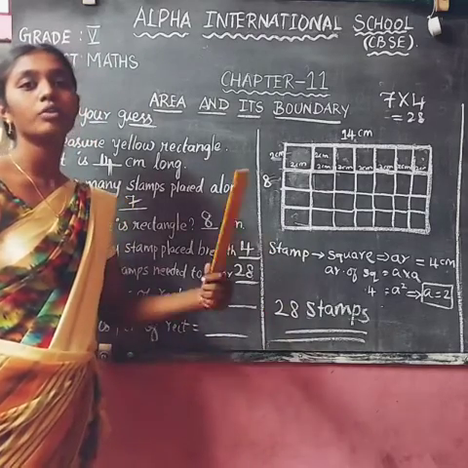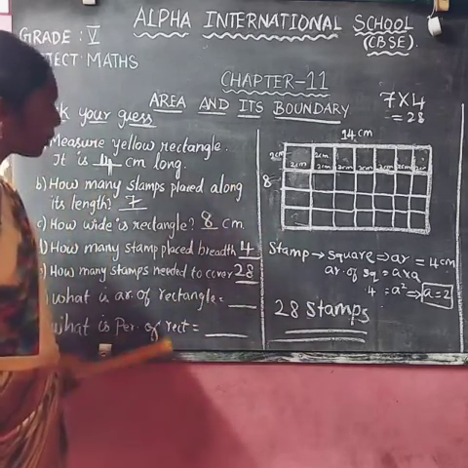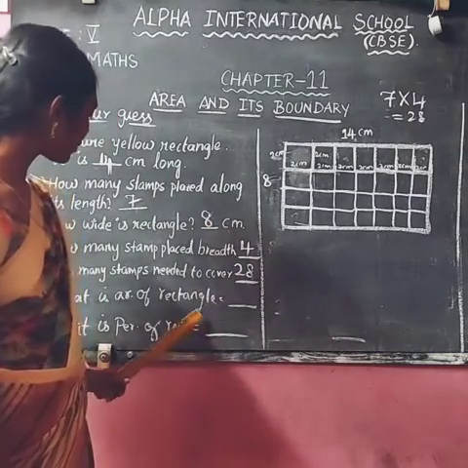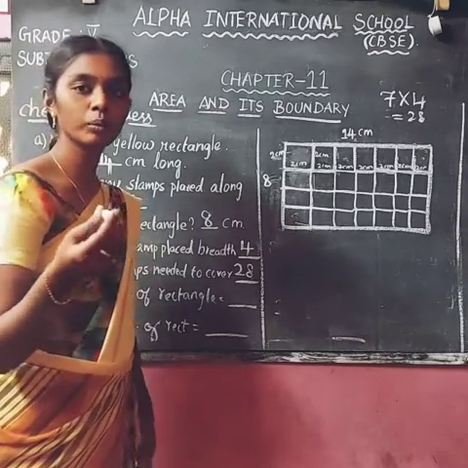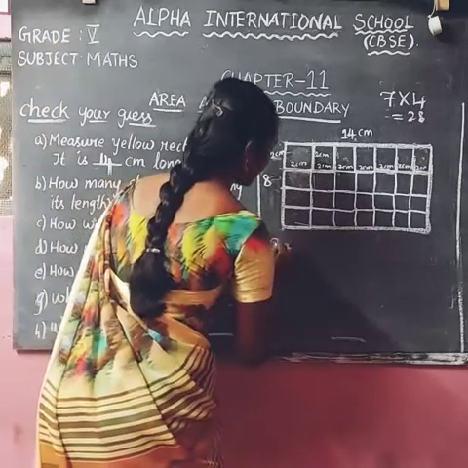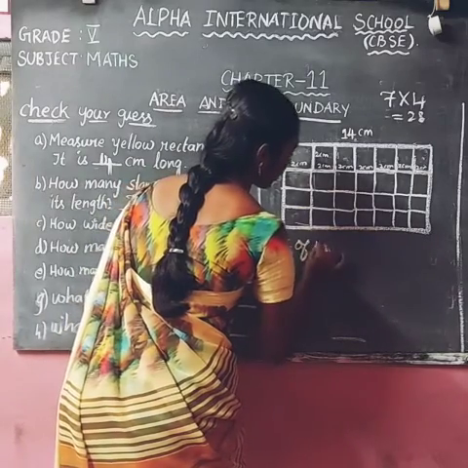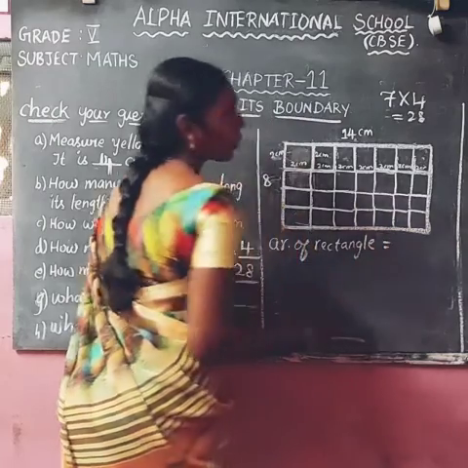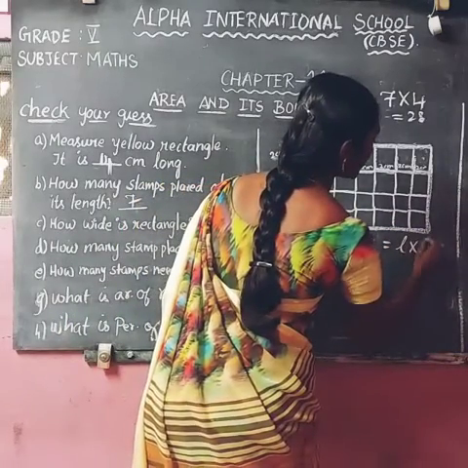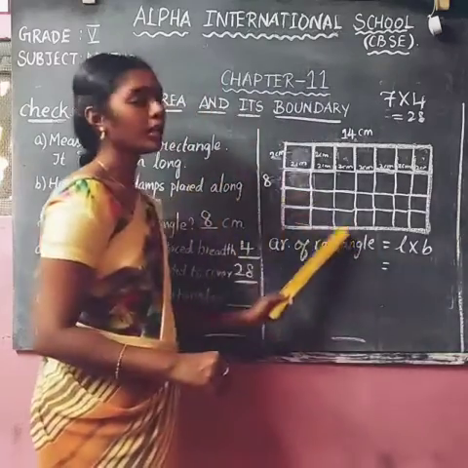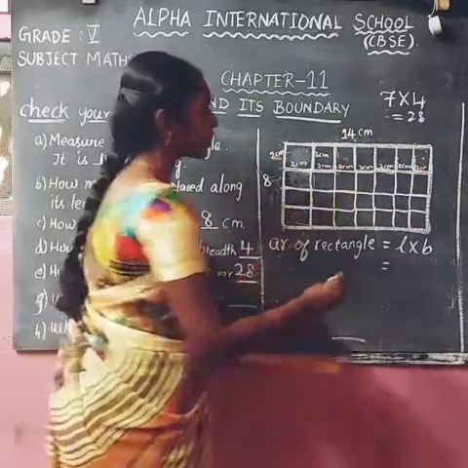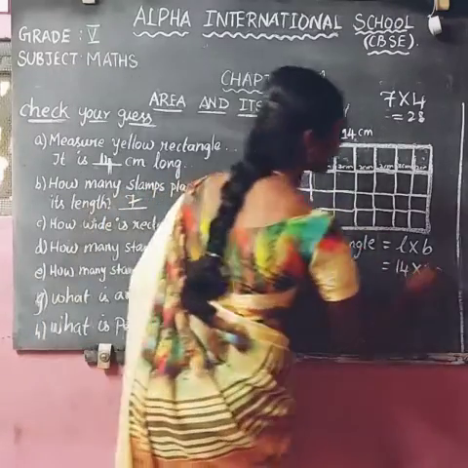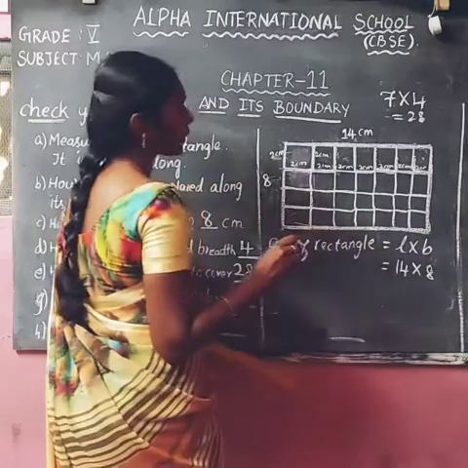Next, what is the area of the rectangle? Now we want to find the area of the rectangle, and the next question, the perimeter of the rectangle, they are asking. For this, what do you want to do? Find the area and perimeter by using the formula. See here, area of rectangle. For area, what operation do we use? Multiplication. So what will we do? Length into breadth is the area of rectangle. Here what is our length? 14 is our length. Into what is our breadth in the rectangle? 8 is our breadth. So 14 into 8, we want to do in rough column.